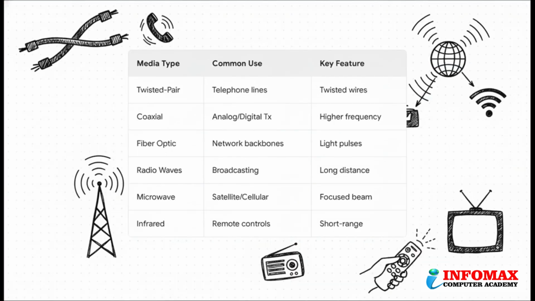You've got your workhorse twisted pair for phone lines, your heavy-duty coax for cable, then there's the lightning-fast fiber for the internet's backbone, and on the wireless side you have the wide reach of radio for Wi-Fi, the focused beam of microwaves for satellites, and the simple convenience of infrared for your remote. Each one has its own specific job to do.